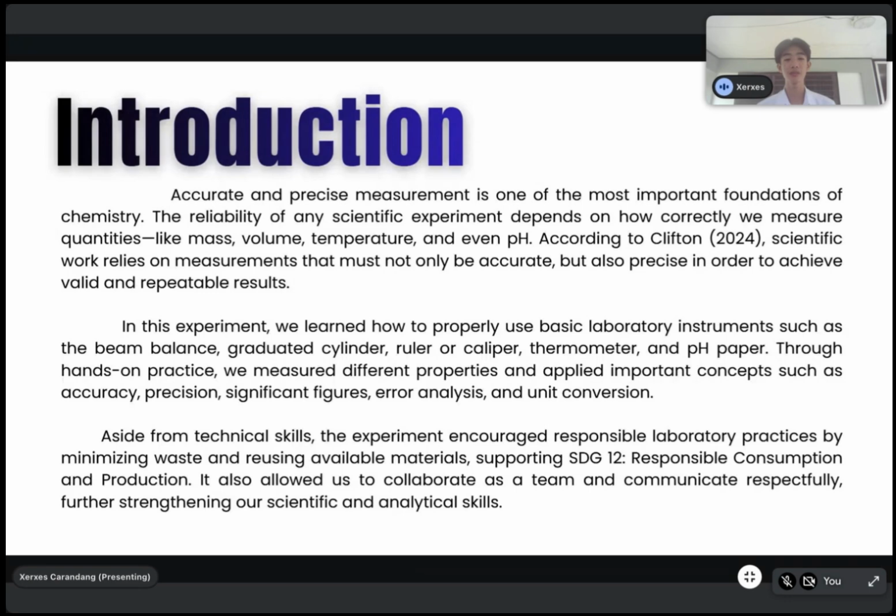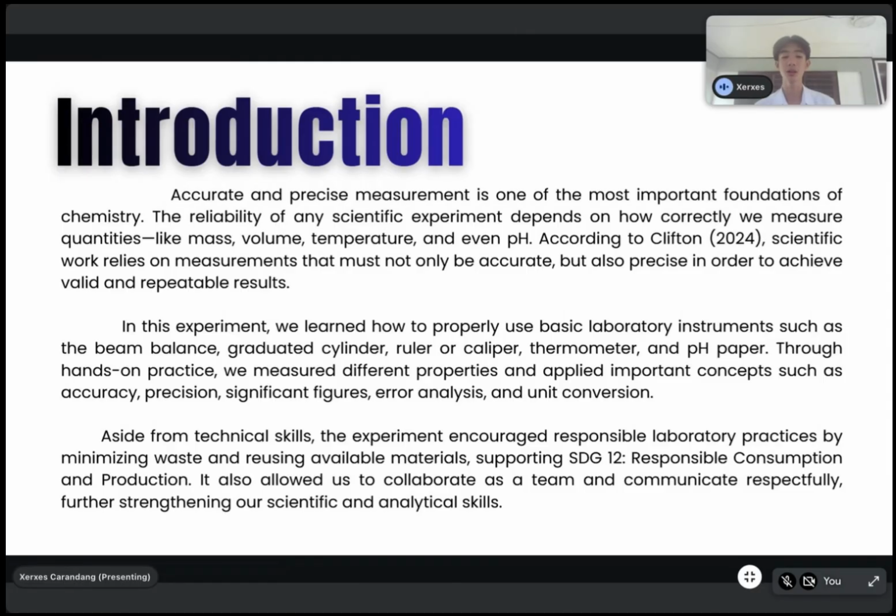Accurate and precise measurement is one of the most important foundations of chemistry. The reliability of any scientific experiment depends on how correctly we measure quantities like mass, volume, temperature, and even pH. According to Clifton of 2024, scientific work relies on measurement that must not only be accurate but also precise in order to achieve valid and repeatable results.